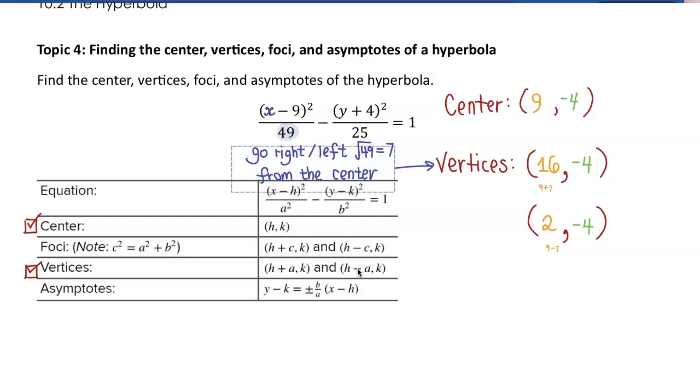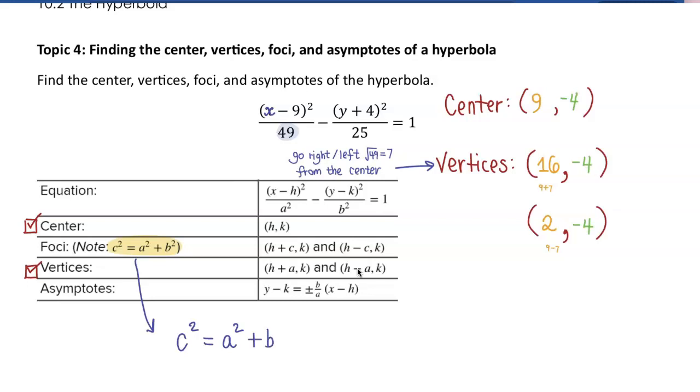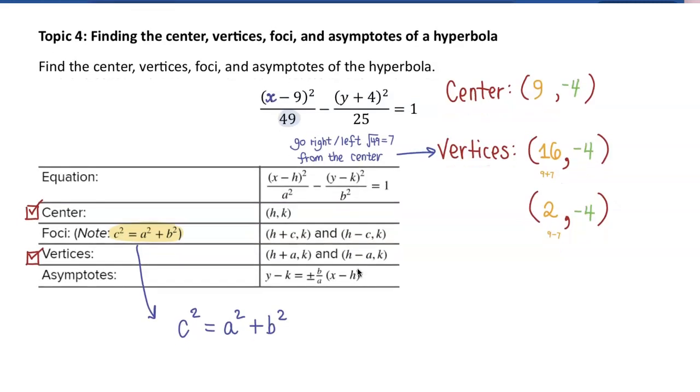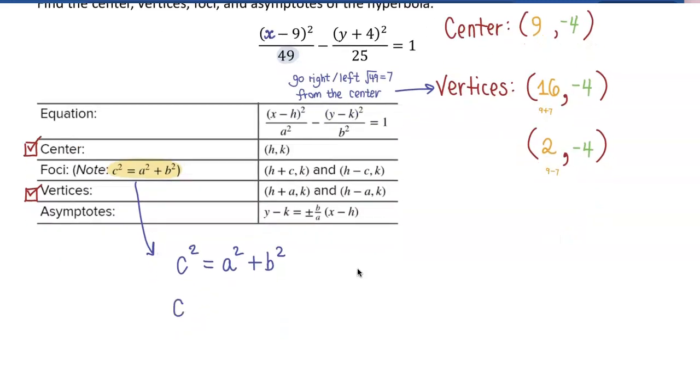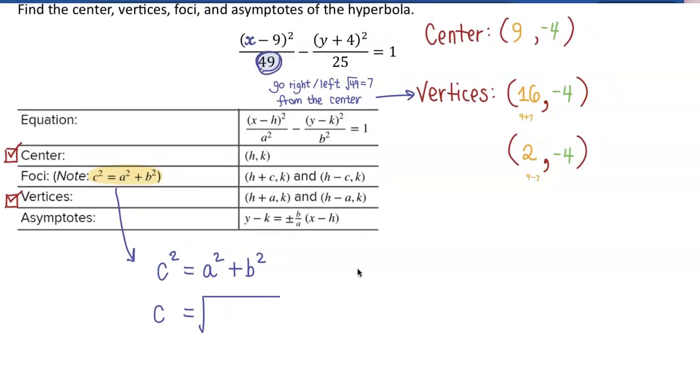To find the foci points, we need to find the c value. So where did I give you how to find c? Ooh, right here. You can find c by doing a squared plus b squared, and to get rid of squaring, you can take the square root of it. So watch, I can find c by taking the square root of a squared plus b squared. So add 49 and 25.